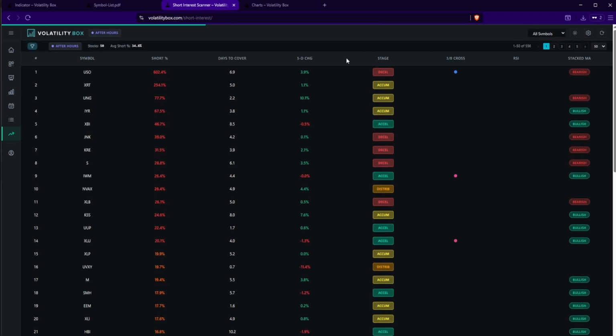We took a look at how to combine market stage with stacked DMAs with short interest to figure out which symbols you'd want to maybe look at for bullish setups and which symbols you might maybe want to look at for bearish setups using the different clues we have available.